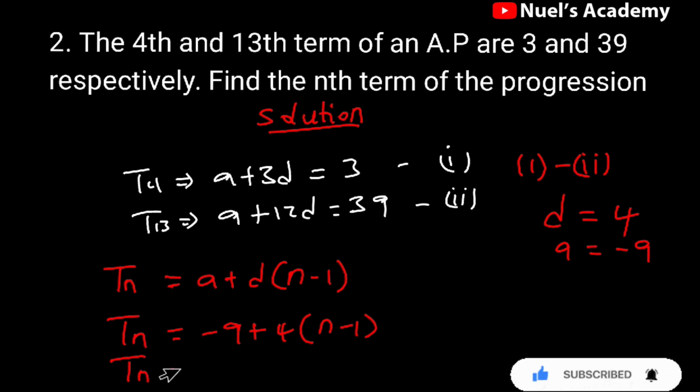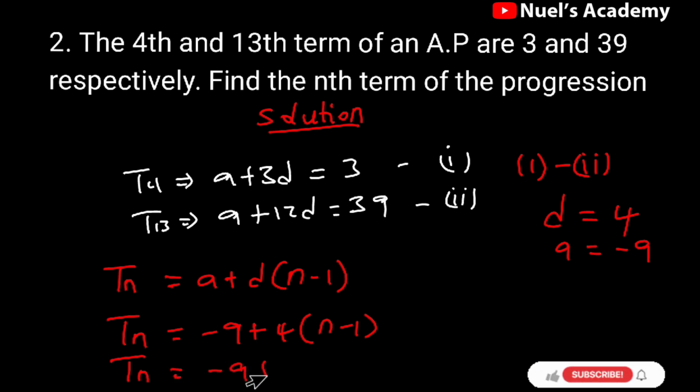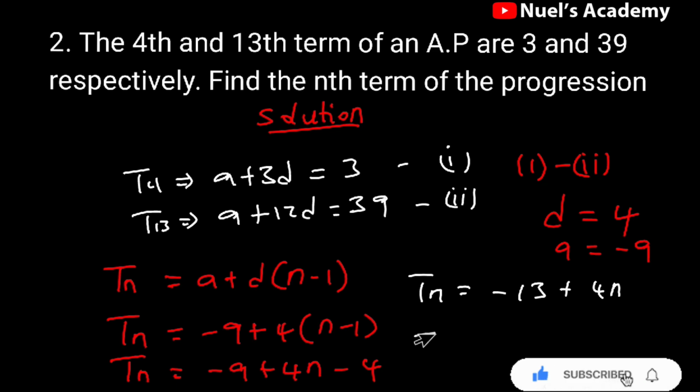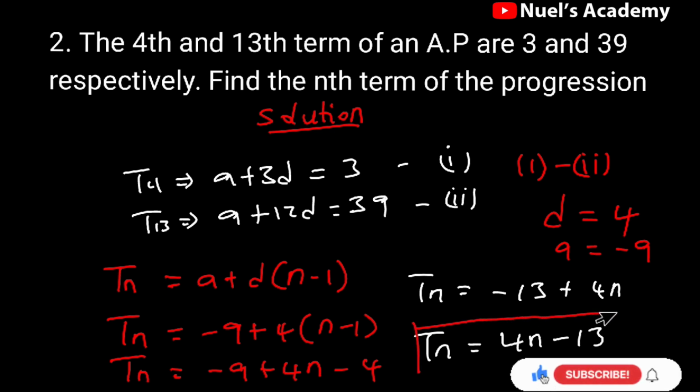So the nth term is equal to minus 9 plus 4 times n, which is 4n. 4 times negative 1 is equal to minus 4. So the nth term is equal to minus 9 minus 4, which is equal to minus 13. Then we have plus 4n. So the nth term is equal to, let me rearrange this, 4n minus 13. And so this is the answer to this question.